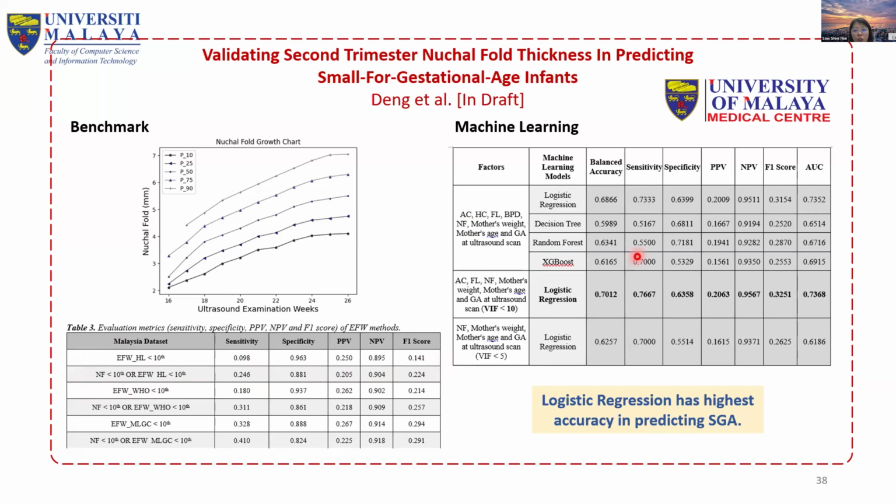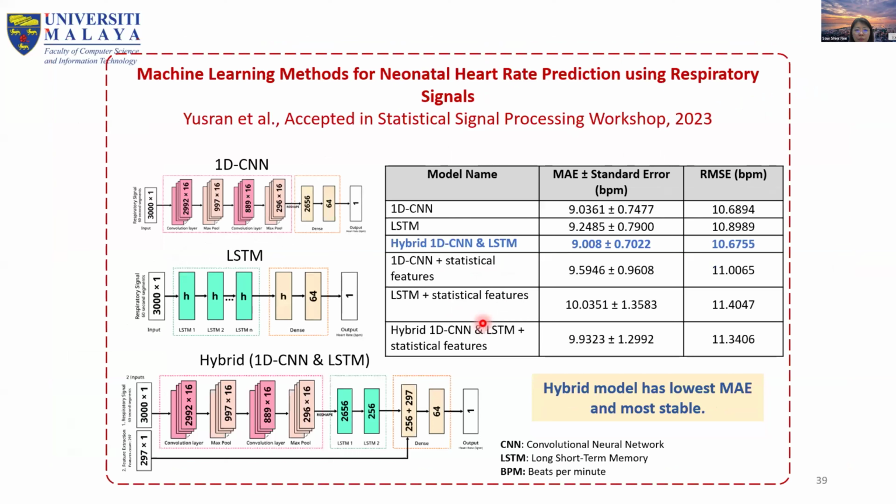And then we also apply machine learning models, and we show that logistic regression gives us the highest balanced accuracy. The reason why we use balanced accuracy is that when our data distribution is imbalanced, accuracy is not a very good metric for imbalanced data. So that's why we use balanced accuracy. And we show that using logistic regression with all these factors, we're able to achieve 70% of the predictions. So those are some of the research that we did before delivery.